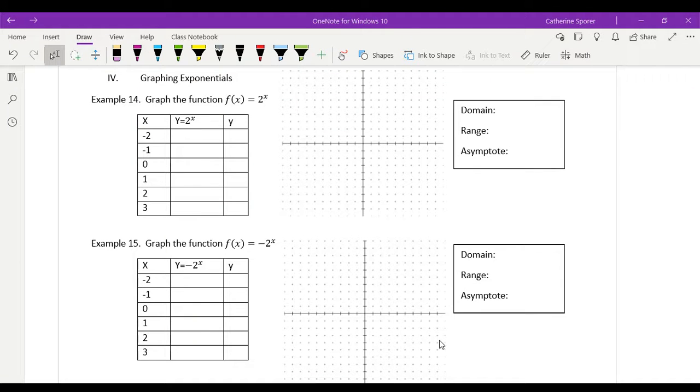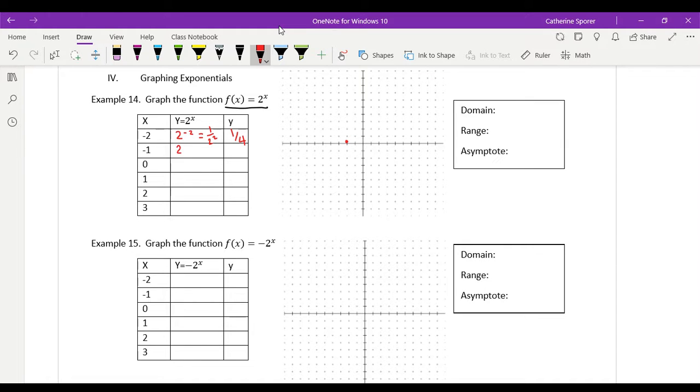So to graph exponential functions, we're going to make an xy table and plug in x values between -2 and 3 into the functions. So for example, the function f of x equals 2 to the x. To plug in the -2 value, we do 2 to the -2. Since that's a negative exponent, that flips it to a fraction. So 1 over 2 squared, which is 1 over 4. So we can plot the point -2, 1/4.